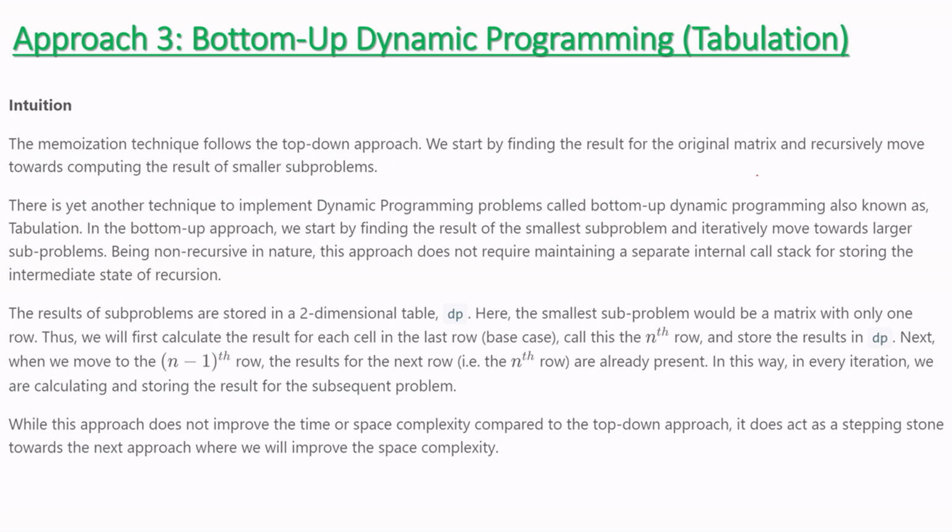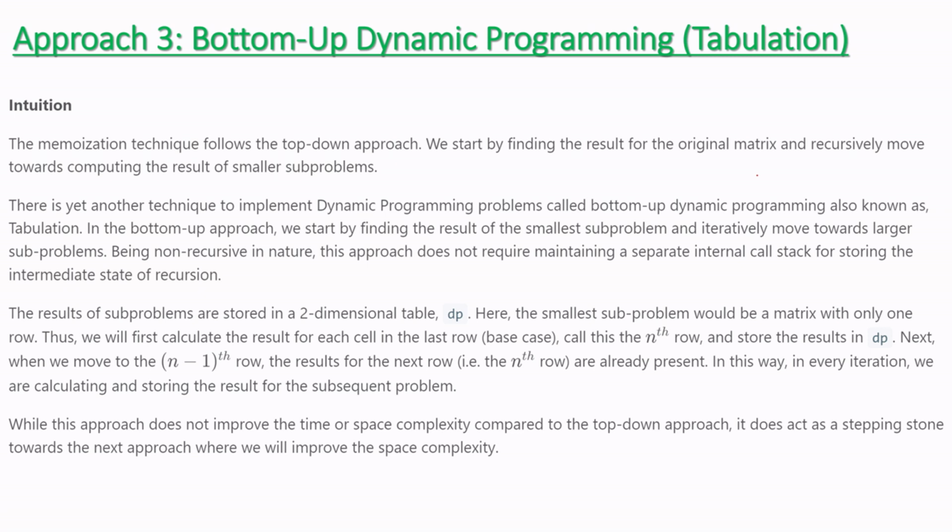Here the smallest subproblem would be a matrix with only one row. Thus we will first calculate the result for each cell in the last row, that is called the base case. Call this the nth row and store the result in DP. Next we will move to the n-1 row, and the result for the next row will be in the nth row, which we already have present. In this way, in every iteration, we calculate and store the result for the subsequent problem.